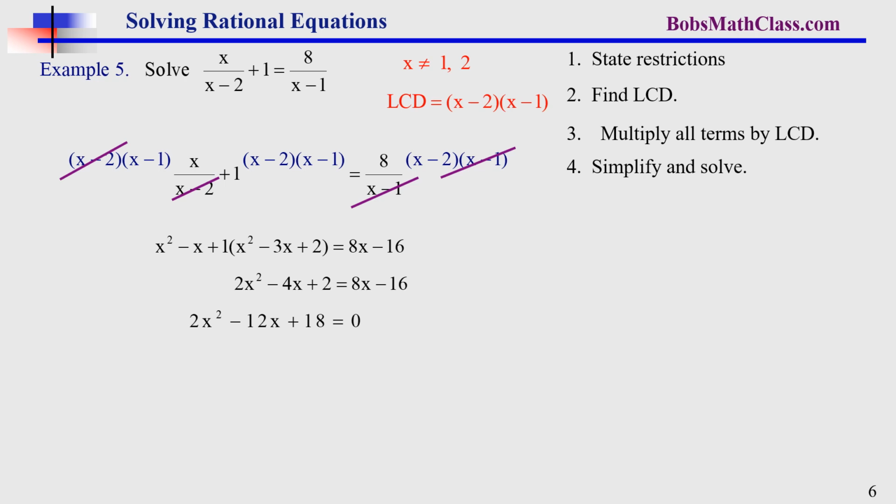Okay, factor. Again, as soon as we see x squared, that means factoring. Factor out a 2 from the left hand side. And then factor that trinomial. It's a perfect square trinomial. So it's x minus 3 times another x minus 3. Solve those equations. It gives us only x equals 3.